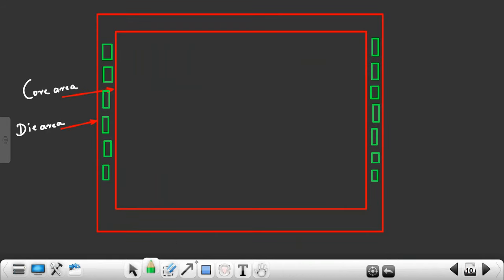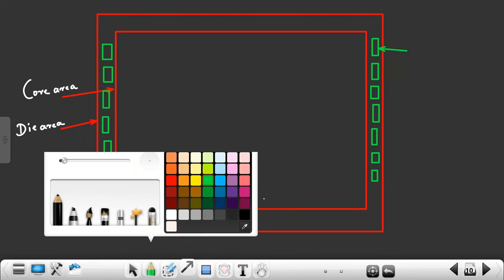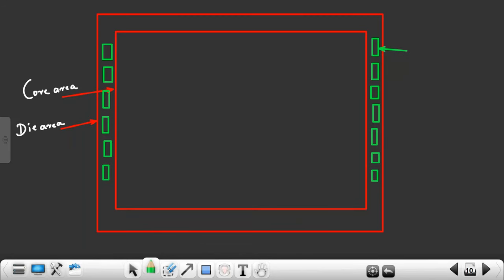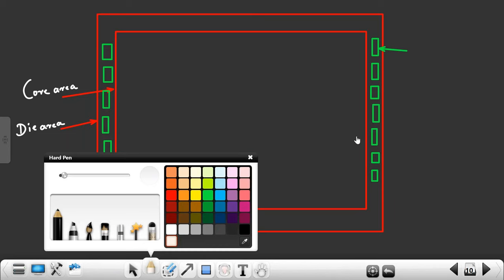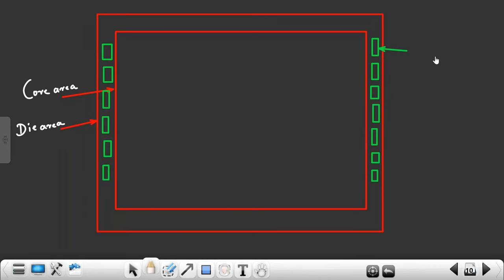All these are ports. So these ports are just a metal layer. These ports are what? Metal layer. They are just a metal layer.